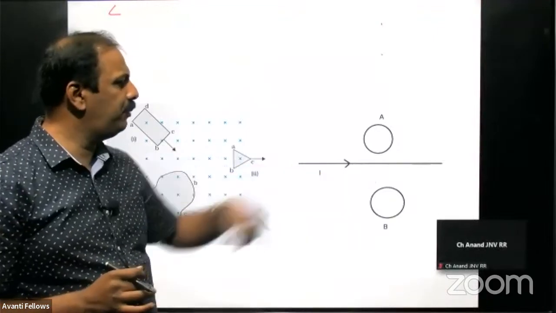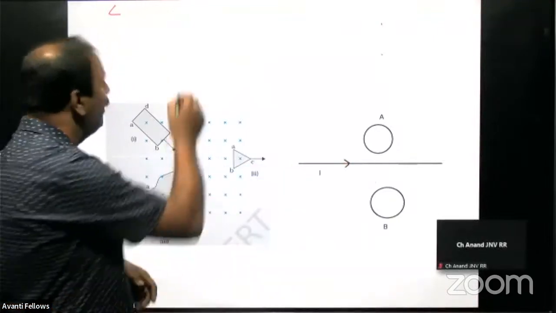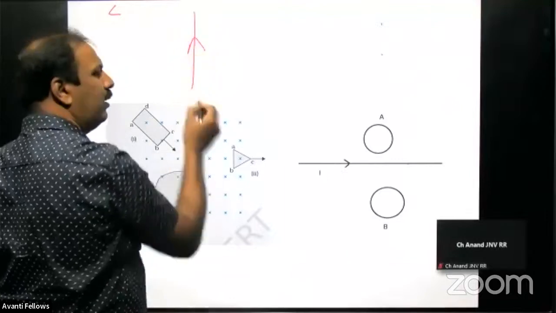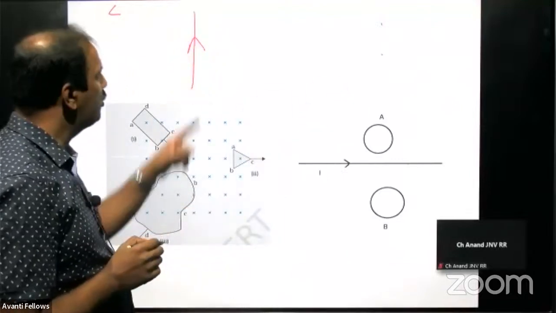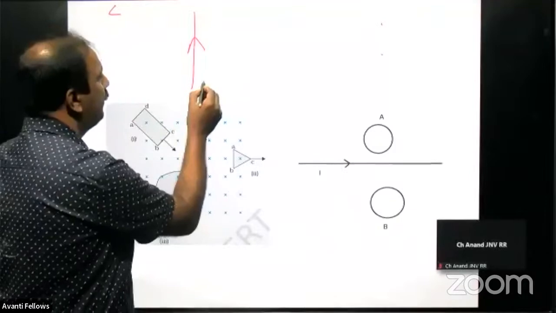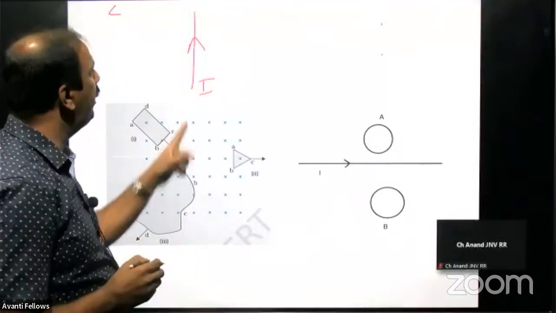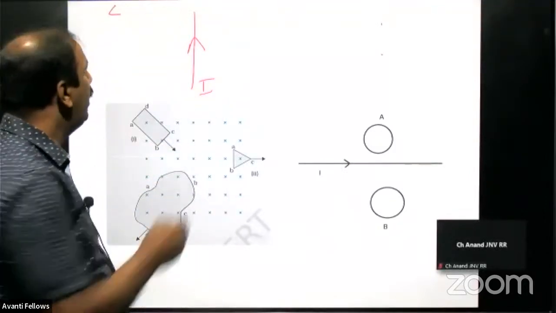This is another type of question. This can be like these or like these, both are the same only. So you have a current carrying wire like this. A wire carries current like this. Now you have a loop here.